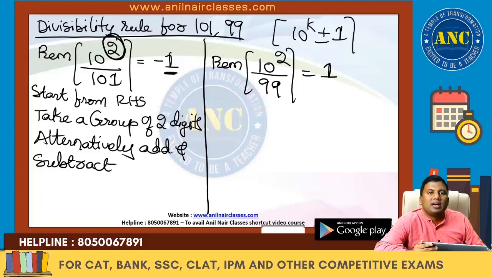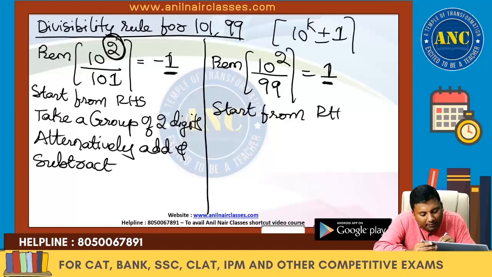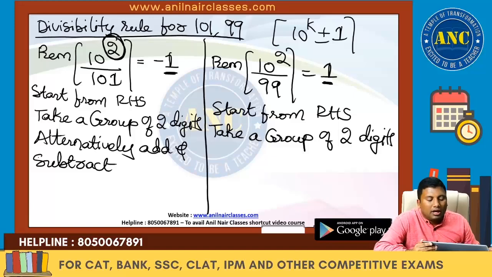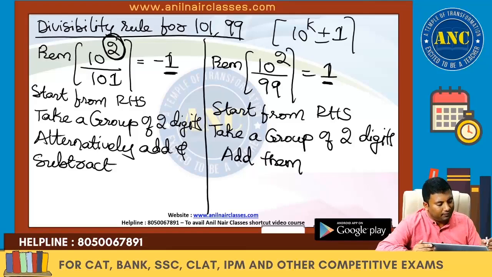Because of this minus 1. What is the divisibility rule for 99? I got 1. Start from the right hand side. Take a group of 2 digits. Add them. Take a group of 2 digits. Add them. I hope it is clear.